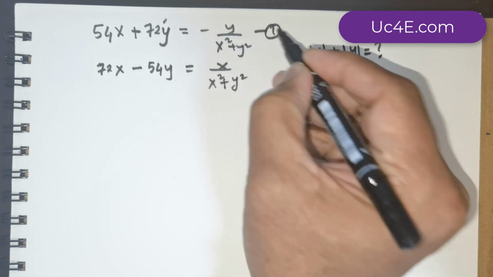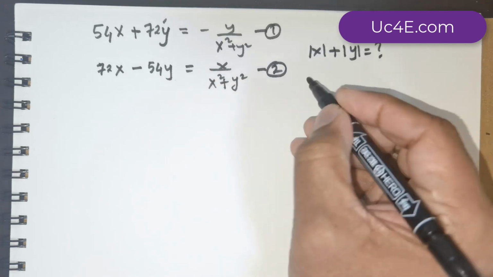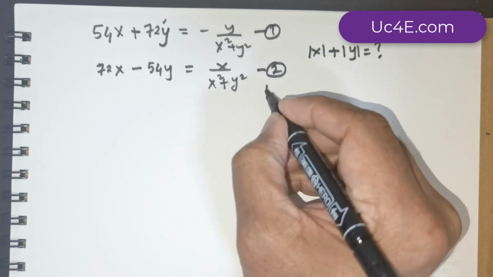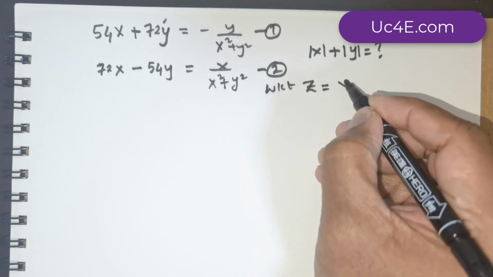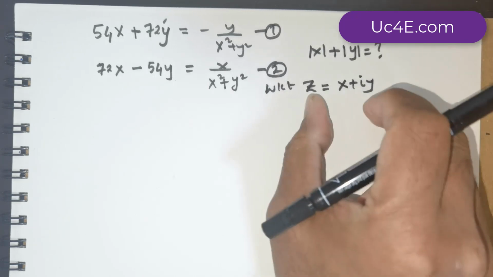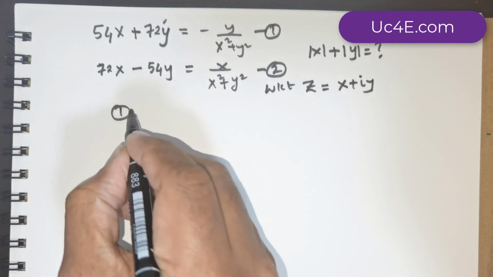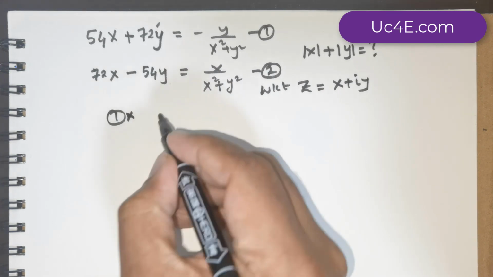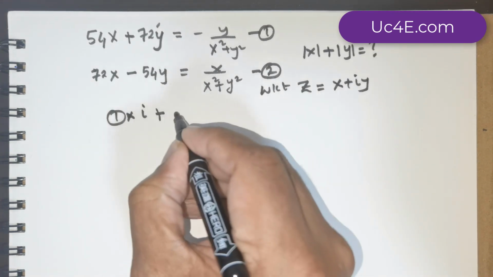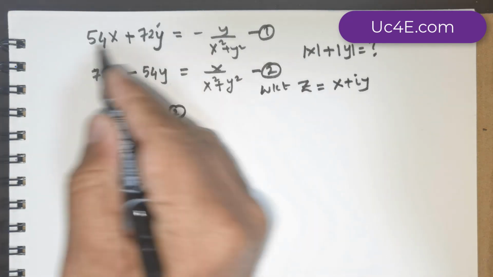I'm going to take this system 1 and system 2, and I will be using complex numbers. So we know that the complex number is of the form z = x + iy. And what I wish to do is multiply equation 1 with i and add it to equation 2. So let me write that down.